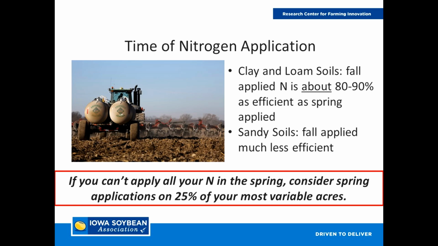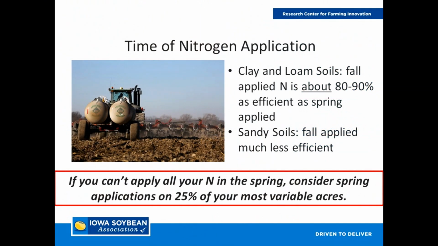A lot of farmers tell me they can't do all spring applied on their nitrogen, just due to logistics and those issues. So what we suggest is, if you can't apply all of your N in the spring, consider at least 25% of that, and maybe put that on your most variable acres, your most poorly drained soils, or your fields with sand lenses and things. That'll improve your overall nitrogen efficiency a great deal. So time of application really matters to your profitability, and that's something you kind of know already, but I wanted to bring it to your attention as a reminder.